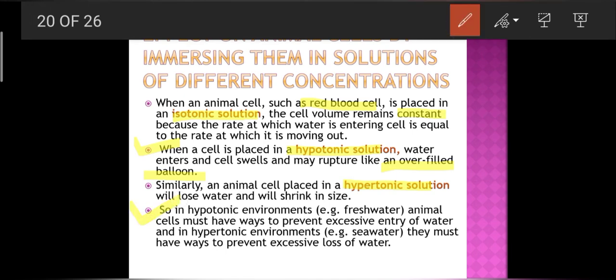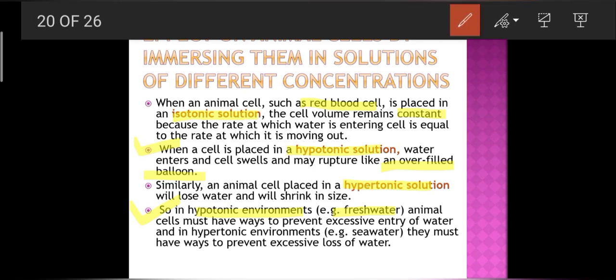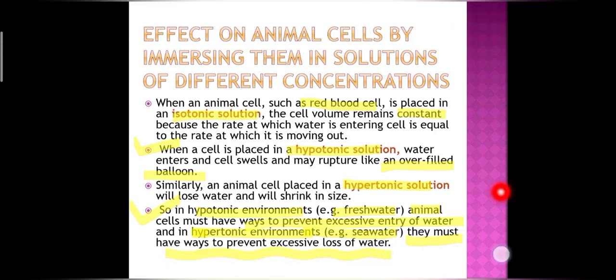So, in hypotonic environments like in fresh water, as we know, in a hypotonic environment water enters the cell and the cell swells. So, in a hypotonic environment, animals must have ways to prevent the excessive entry of water. And in hypertonic environments like the sea water, they must have ways to prevent the excessive loss of water because in hypertonic solutions, the cell will lose the water and will shrink in size.